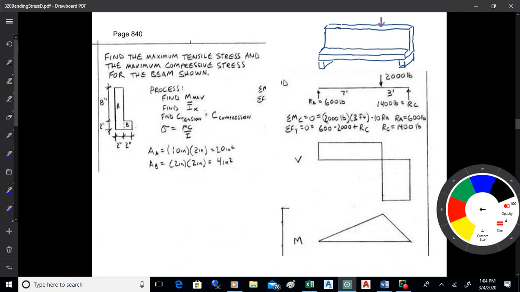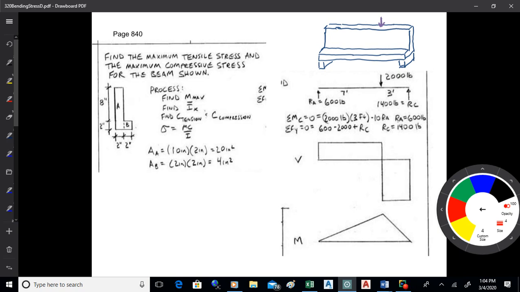So let's have a look here. This is page 840. Let's have a look at analyzing this. Let's apply this MC over I thing. This is a very important equation that's used to design and analyze beams. I'm sure you'll do something like this on the final, so you want to get this figured out. It's just a process. So you want to get the process figured out. The process is embedded in the equation.